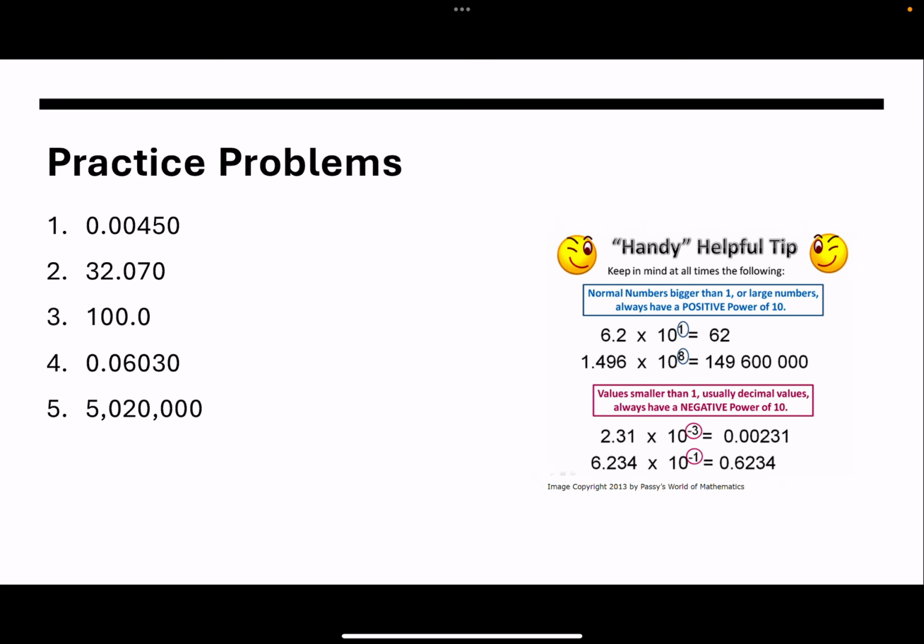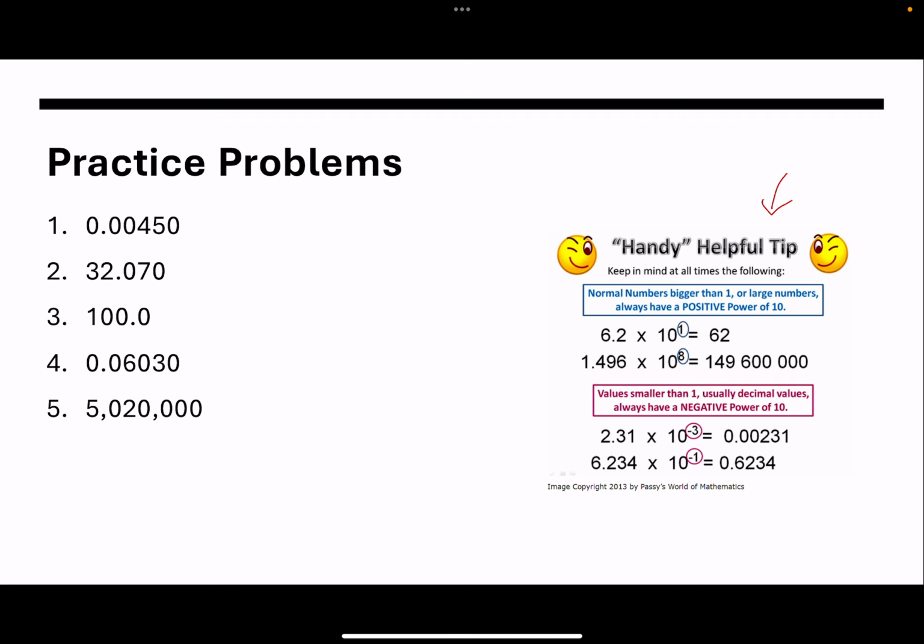Okay, let's do a few problems right here, just a few practice problems. If you want to pause the video for just a second and go through and try to figure out the number of significant figures for these, you can. I've also given you a helpful handy tip here for how to do scientific notation, which might be a good thing for you to make sure that you've practiced and know how to do.